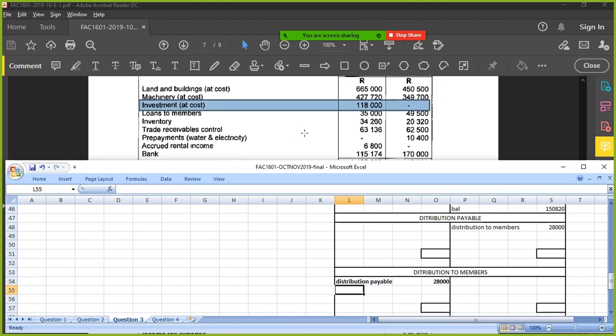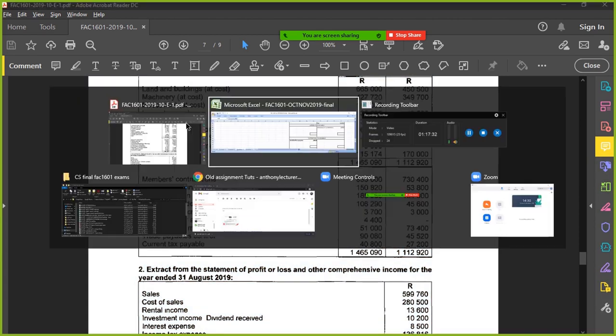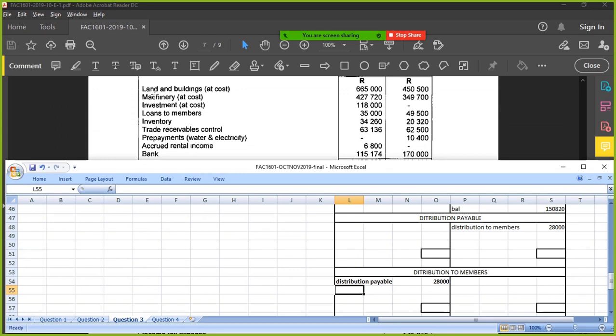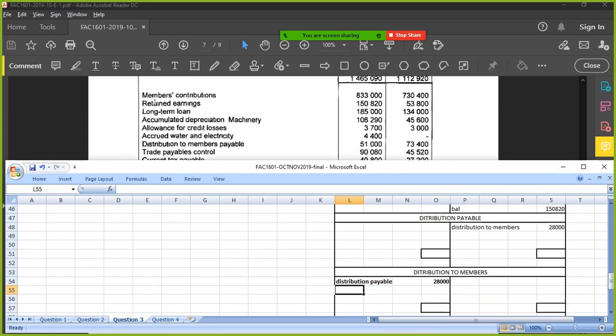Go back to your information. Okay, so I'm looking for, let's see, do I have anything there? Nope. Do I have anything here? Retained earnings I got. Anything else? Distribution to members payable. There, I've got something. Alright, so I've actually got a balance here. I need to show that.